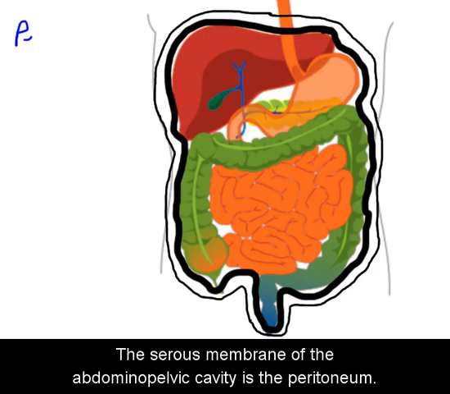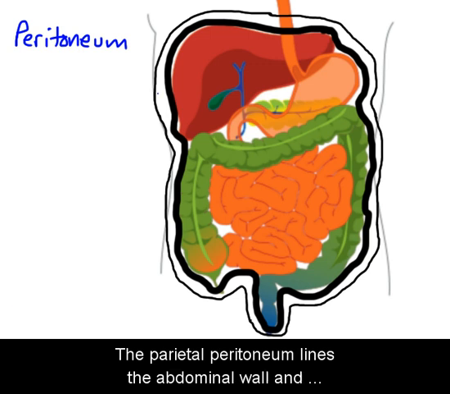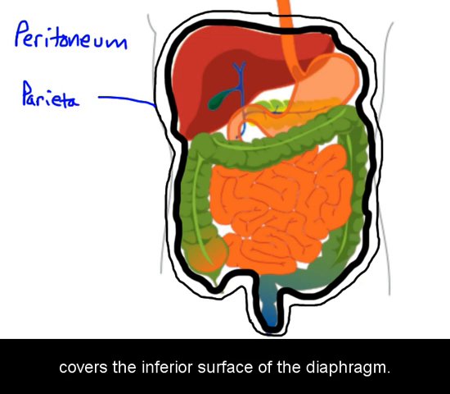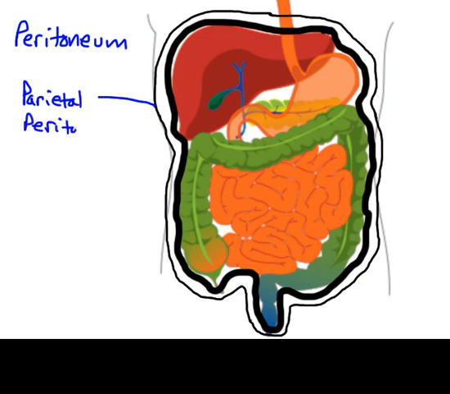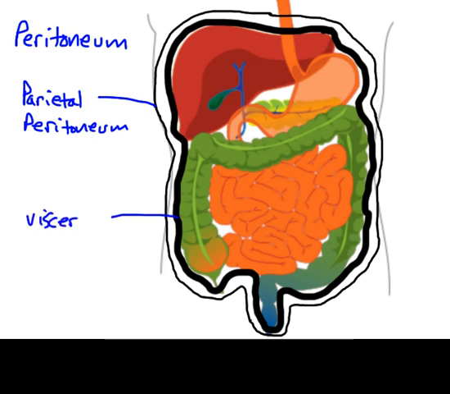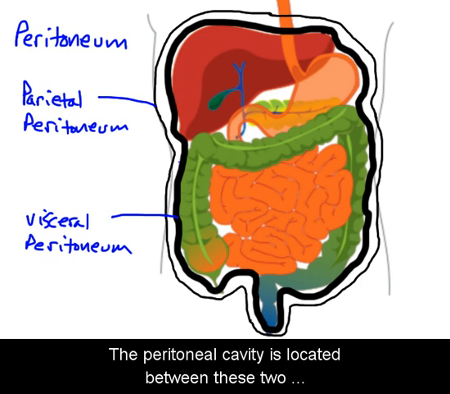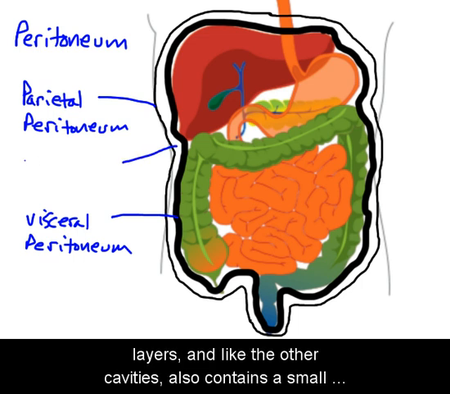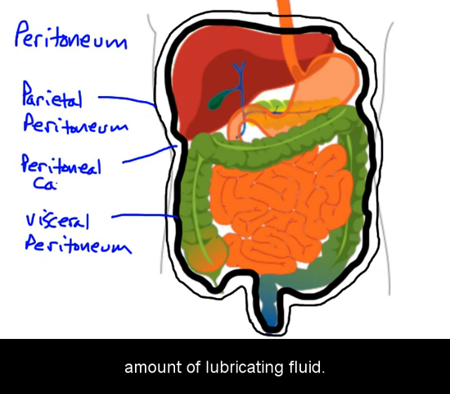The serous membrane of the abdominopelvic cavity is the peritoneum. The parietal peritoneum lines the abdominal wall and covers the inferior surface of the diaphragm. The visceral peritoneum covers the abdominal viscera. The peritoneal cavity is located between these two layers and, like the other cavities, also contains a small amount of lubricating fluid.